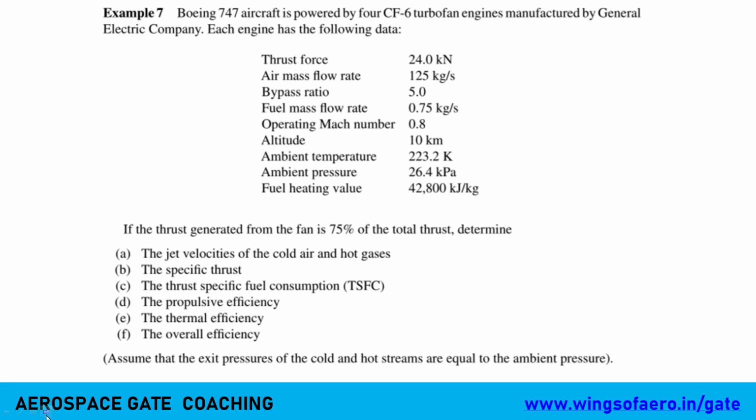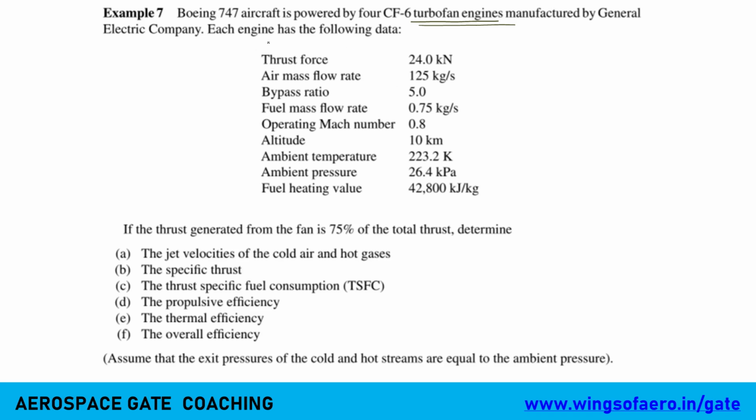Now let's get into some twisted, some kind of practical based question. Okay. So they have said a Boeing 747 aircraft is powered by 4 CF6 turbofan engines. The main focus here is what engine they are using, which is very important. They are using a turbofan engine manufactured by the GE company.